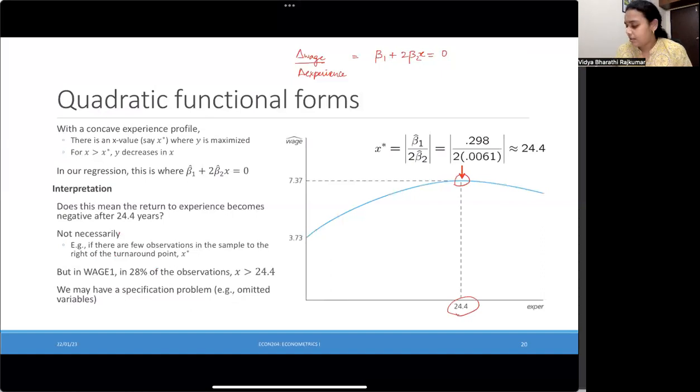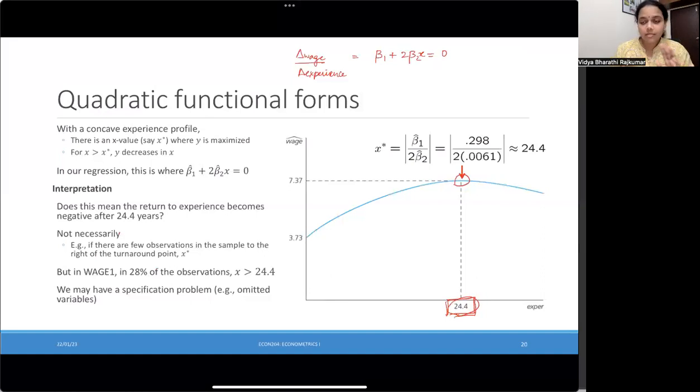So in this example, it turns out that the tipping point happens at 24.4 years of experience. So does that mean that up to 24 years of experience, your wages are increasing at a decreasing rate, but after that they start falling? In that case, does it mean that 25 years of experience is actually bad for this person? Well, we are liable to make such an interpretation, but we should be a little bit cautious there.